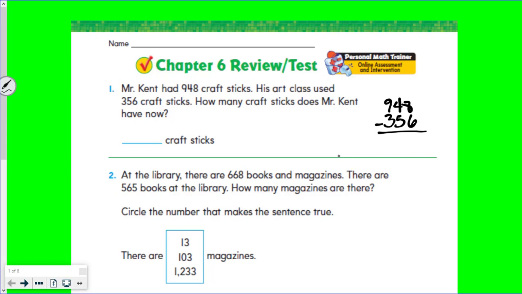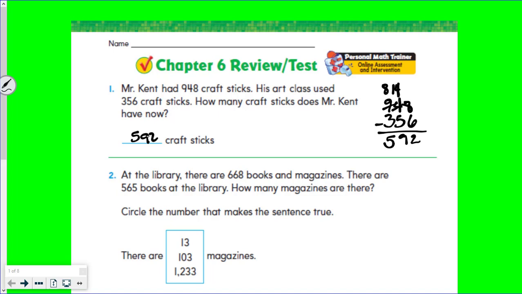All right, so let's see what we came up with. We have 8 in the ones place, take away 6 is 2. We have 4 in the tens place, take away 5. We can't do that, so we're going to have to regroup. So we're going to cross this number out and the number in the hundreds place. So this becomes 8 and this becomes 14. So 14 take away 5, we can do that. That equals 9. And then in the hundreds place, we have 8 hundreds, take away 3 hundreds equals 500. So that means he had 592 craft sticks left after his class used some.